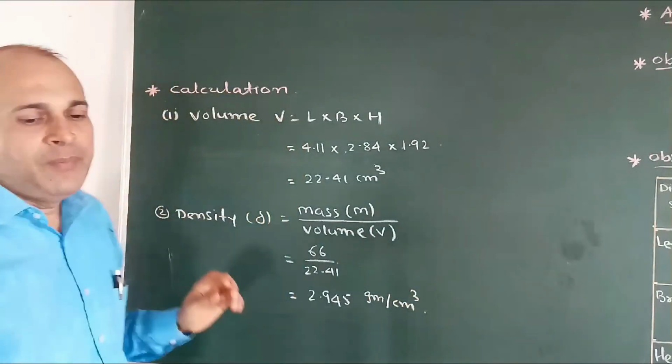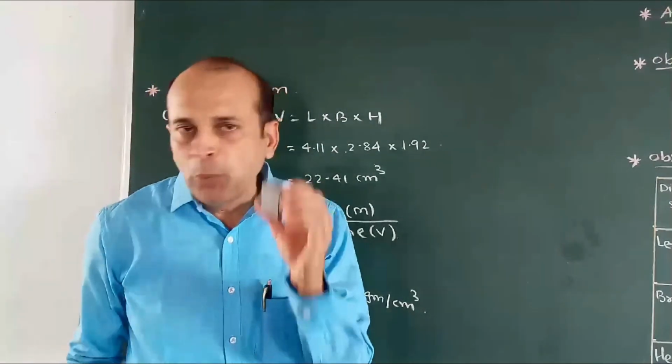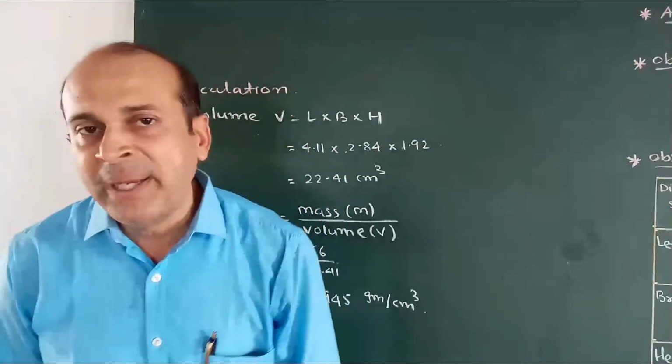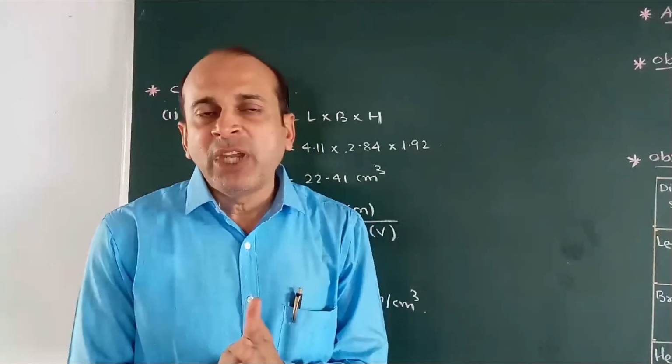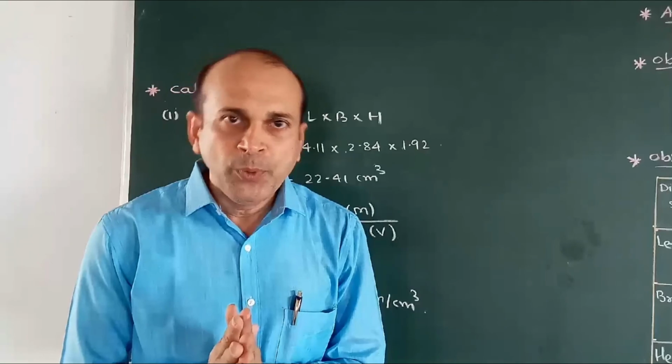So in this way, using the vernier calipers, we can find the volume of the cuboid by measuring the length, breadth and height. Here we complete the experiment. You will note down this reading in your notebook. Okay, students.